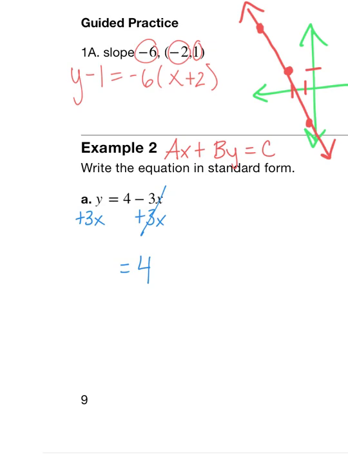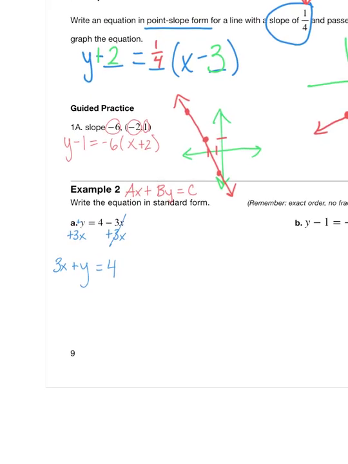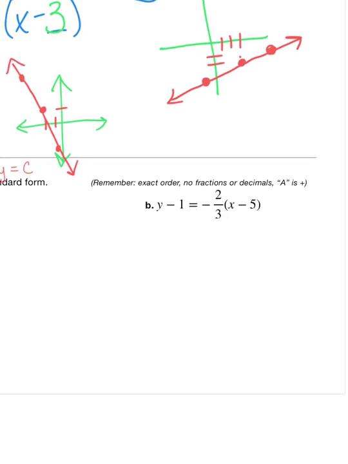So on the left side, I'm not going to write y plus 3x, even though I normally probably would have done that if I was just moving things around. But it has to be in that exact order. So I'm going to put the 3x first, and it's a positive y, so then plus y. And that one is actually finished. That one's nice. So let's move to this one.